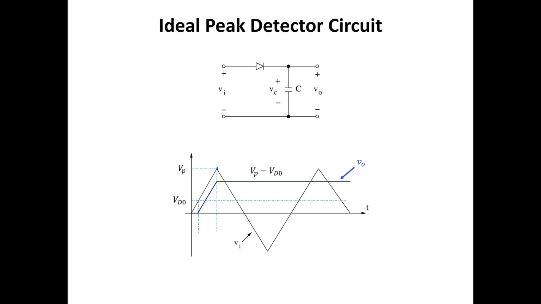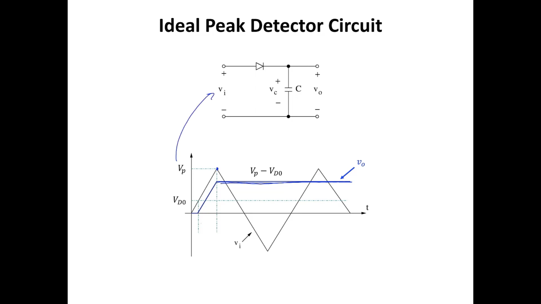It consists of a diode that is connected to a capacitor, and the output is taken at the two terminals of the capacitor. As the name implies, this circuit detects the peak value of the input signal. When the input signal reaches its peak value, the output is going to be almost equal to the peak value of the input signal, and it's going to stay constant even when Vi goes below its peak value. So V out is almost equal to the peak value. In fact, it's V peak, the peak value of Vi, minus Vd0 volts.